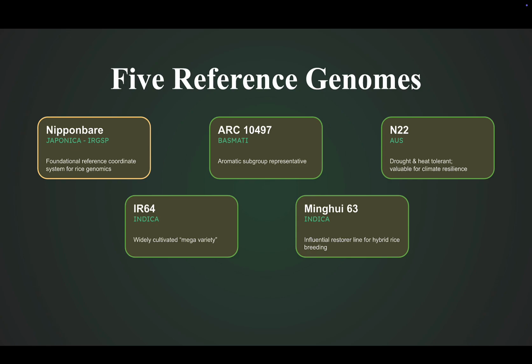genomics. Alongside it, we incorporate a Basmati genome, ARC10497, chosen to represent the aromatic subgroup. We also include N22, an AUS variety known for its remarkable drought and heat tolerance, making it especially valuable for studies on climate resilience. Rounding out the panel are 2 important indica genomes, IR64, a widely cultivated mega variety, and Minghui 63, one of the most influential restorer lines used in hybrid rice breeding.